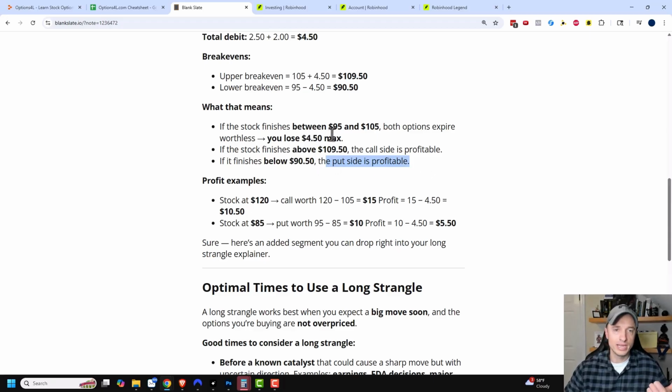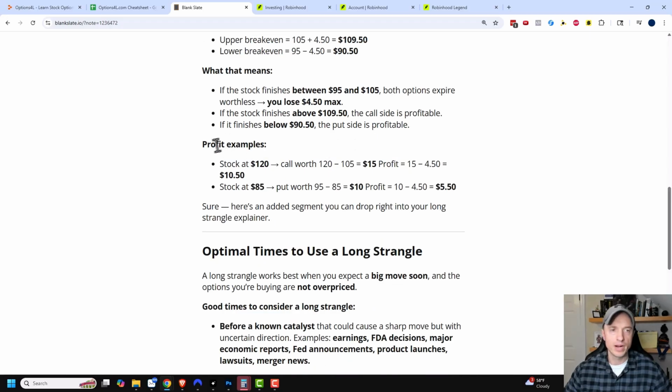If it finishes between 95 and 90.50 or 105 and 109.50, you will still lose money, but you won't lose the max $4.50. A few profit examples. The stock ends at 120. Your call is then worth 120 minus 105, which gets you a $15 profit. And then you've got to subtract out your debit. So you wind up with a $10.50 profit.